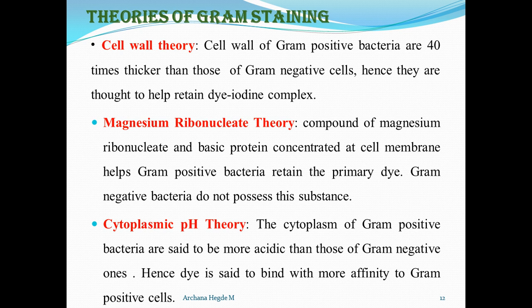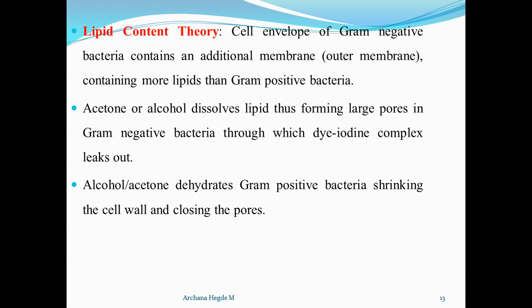Magnesium ribonucleotide theory. A compound of magnesium ribonucleotide and basic protein concentrates at the cell membrane and helps gram-positive bacteria retain the primary dye. Gram-negative bacteria do not possess this substance. Cytoplasmic pH theory. The cytoplasm of gram-positive bacteria is said to be more acidic than that of gram-negative ones. Hence the dye is said to bind with more affinity to gram-positive cells.